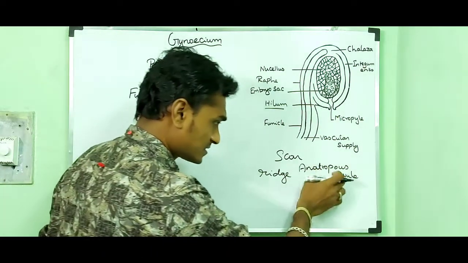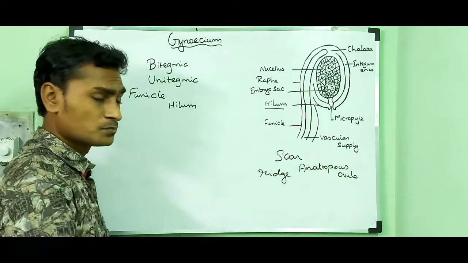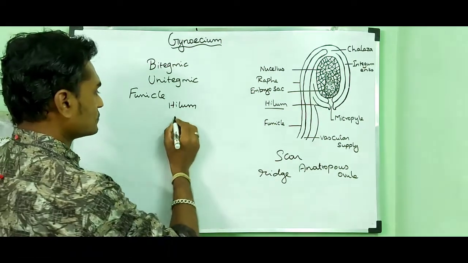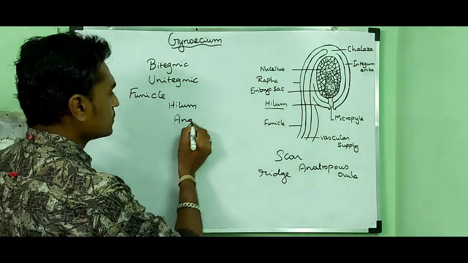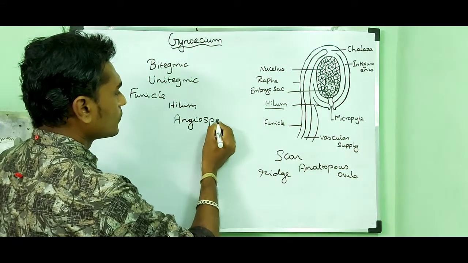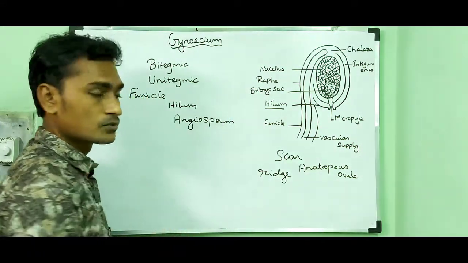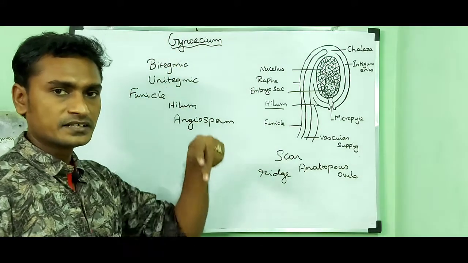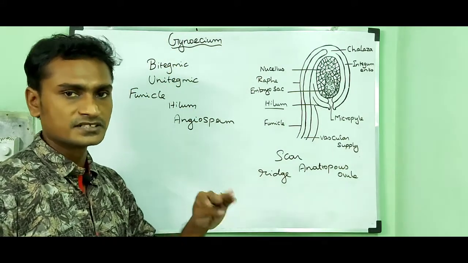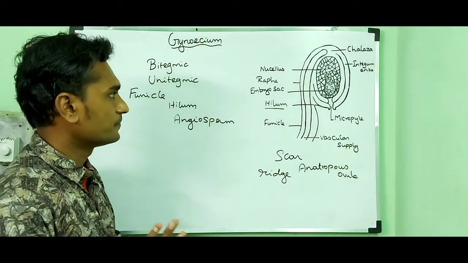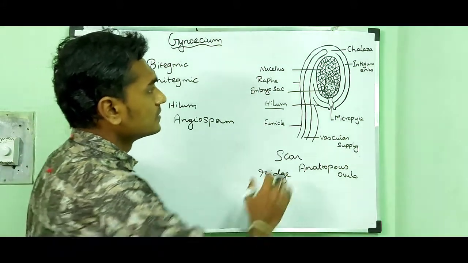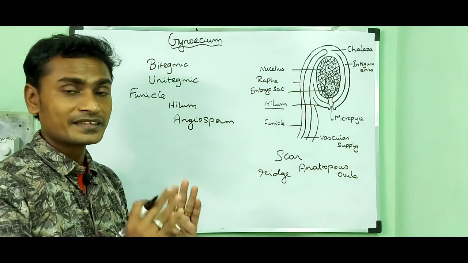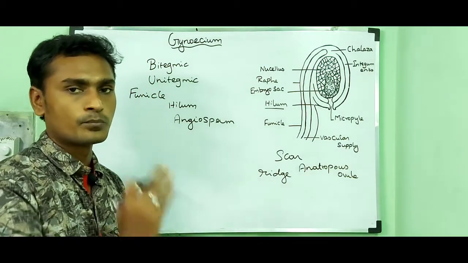Then the anatropous ovule is the most common type of ovule seen in angiosperms. They are bitegmic, with two integuments, and they contain an inverted ovule.